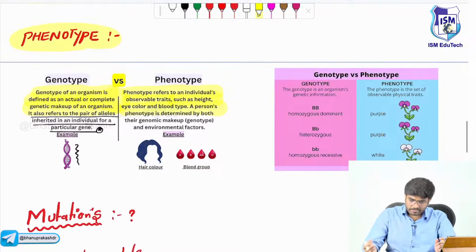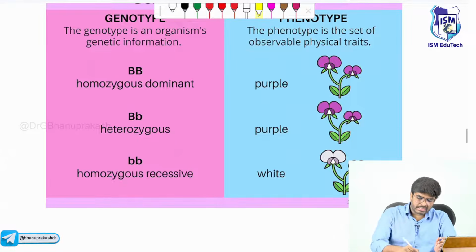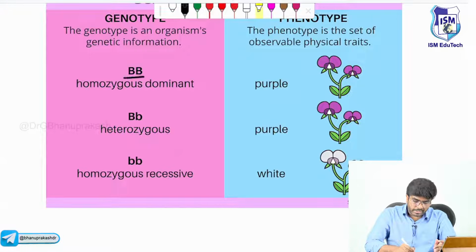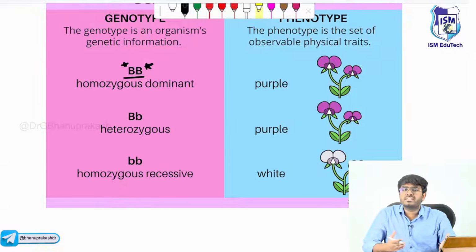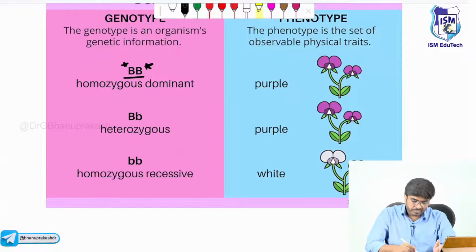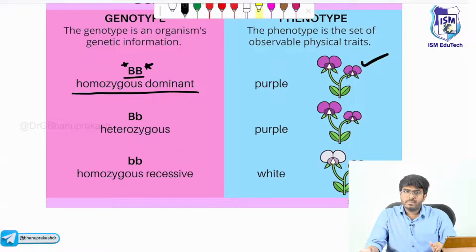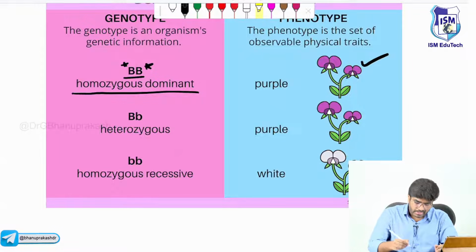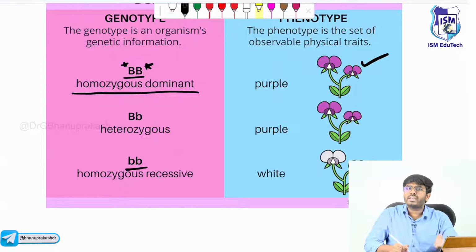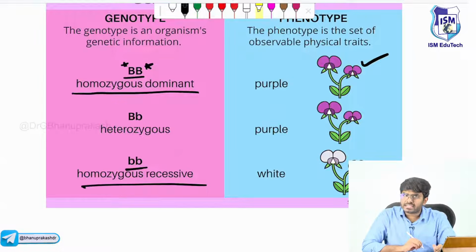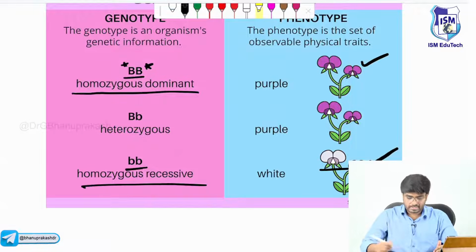Even in your class 11th and 12th you would have studied, for easy understanding, Mendel's experiments on pea plants. See here, BB: you can definitely say this is homozygous, and capital means dominant. This is the genotype. Because of this genotype, there are purple color flowers. Now, small b means homozygous recessive. Whenever there is homozygous recessive, the phenotype will be white color. This is the phenotype. This is the genotype.